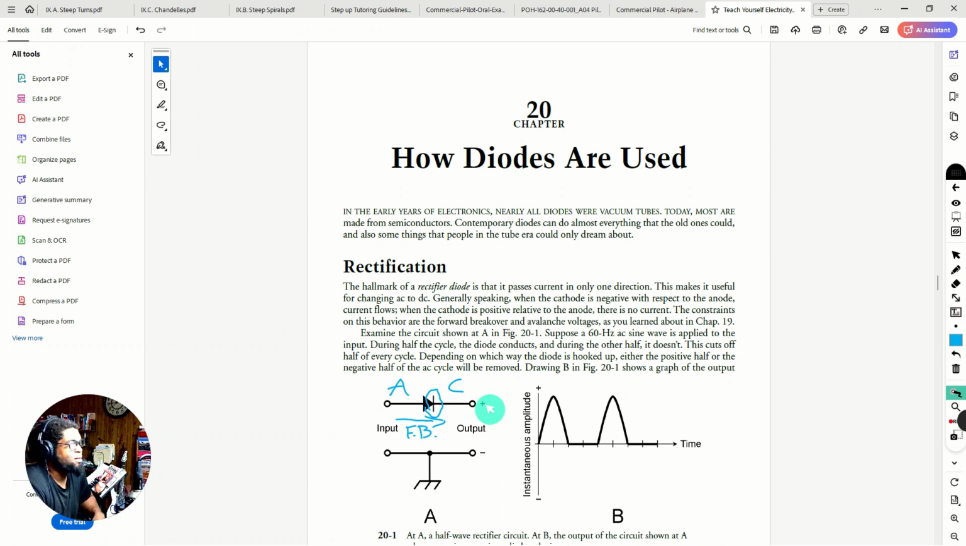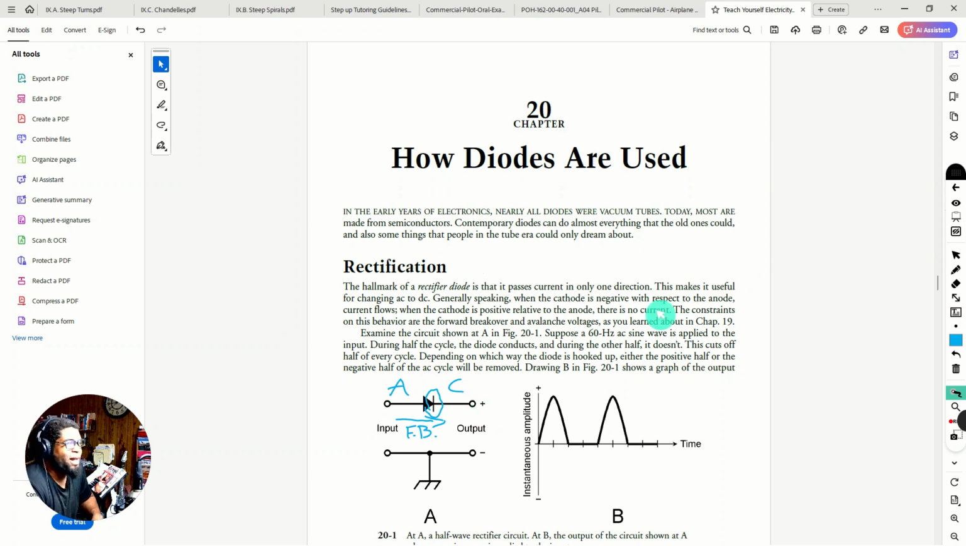Let's see what Stan has to say about the diode in the rectification sense. The hallmark of the rectifier diode is that it passes current only in one direction. This makes it useful for changing AC to DC. Generally speaking, when a cathode is negative with respect to the anode, current flows. When the cathode is positive relative to the anode, there is no current.